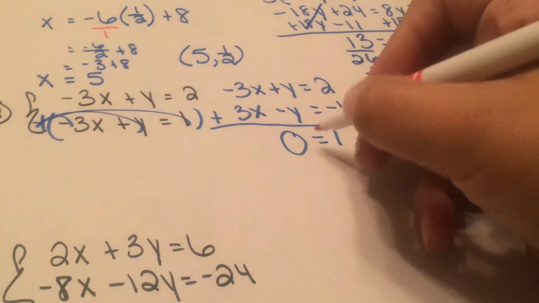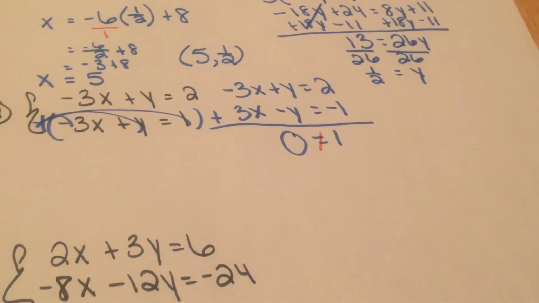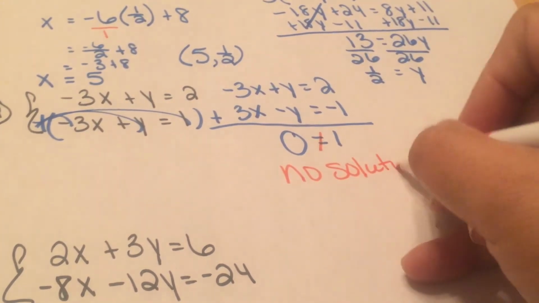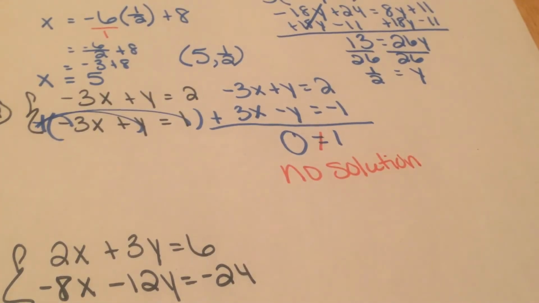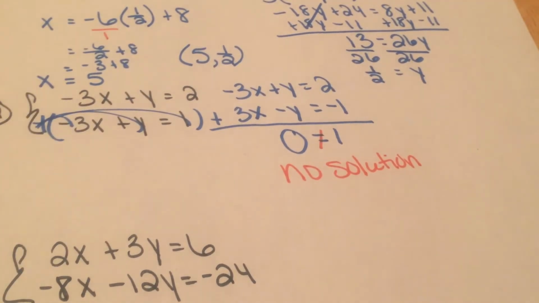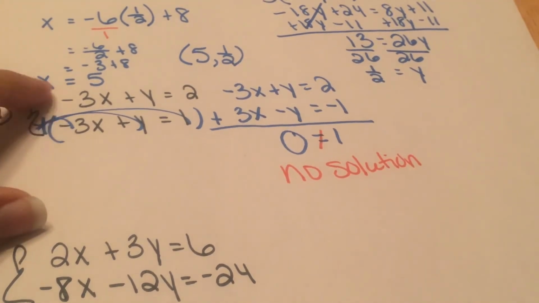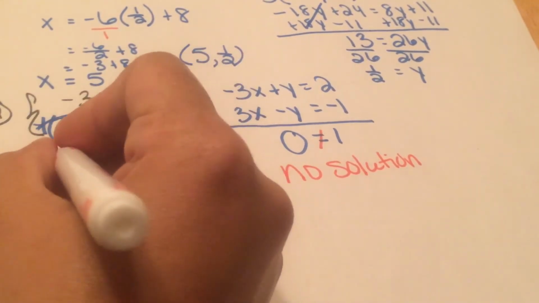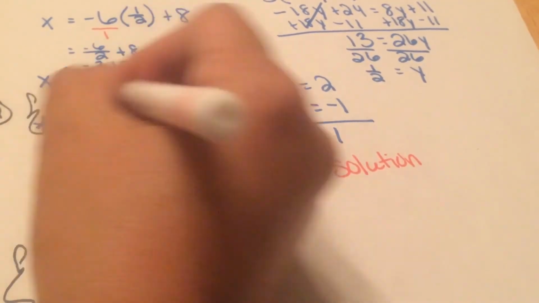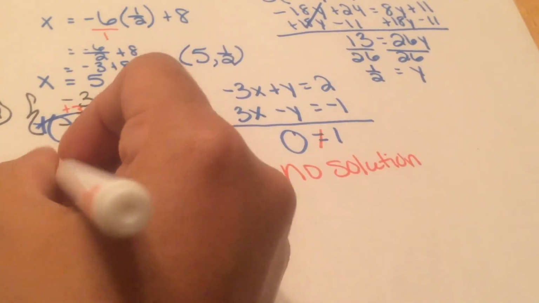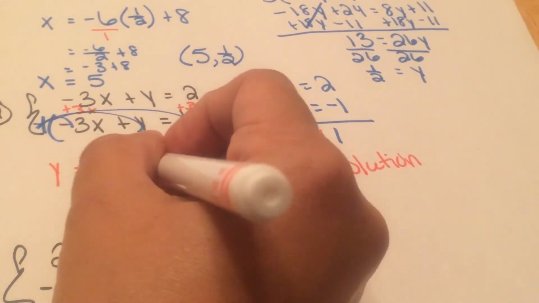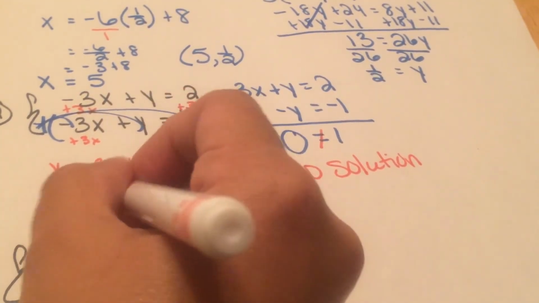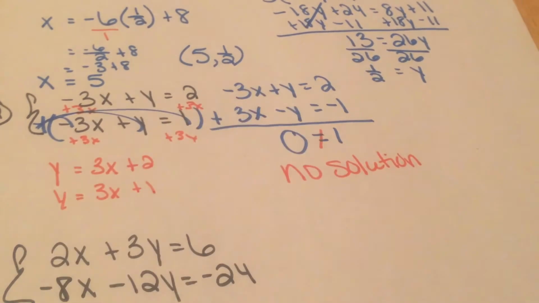So when we look at this, we notice that we have 0 equal to 1. First of all, we know that that's not true. 0 is never equal to 1. But what does this mean? Well, it means that there's going to be no solution. But hopefully, way back at the beginning, we saw something that was interesting. Both of these are -3x's. Why is that so important? Well, when I go ahead and convert both of these to slope-intercept form, by getting my y by itself, I'll end up with y equals 3x plus 2 for the top, and y equals 3x plus 1 for the bottom.